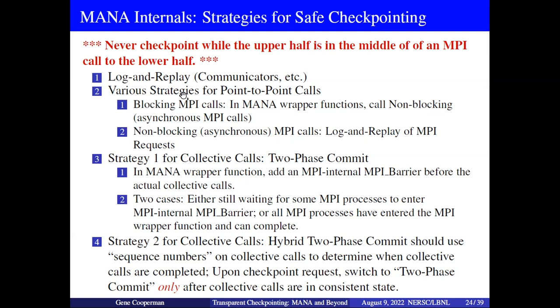Good. There are various strategies for point-to-point calls. As all of you know, MPI is dominated by two major families of calls: point-to-point calls and collective communication calls. For point-to-point, we might have blocking MPI calls. If it's blocking, that's going to be a problem. So what we can do is, inside our wrapper function for each blocking send or blocking receive, we convert that into a non-blocking send and receive. With a non-blocking send or receive, you get a request structure back. And now we'll play the same game of log and replay, but we log and replay those request structures. So on restart, we have all the request structures that we need. That's what's described here.